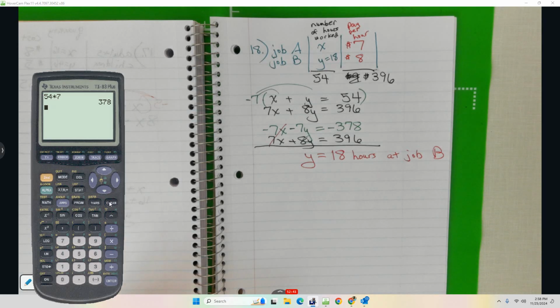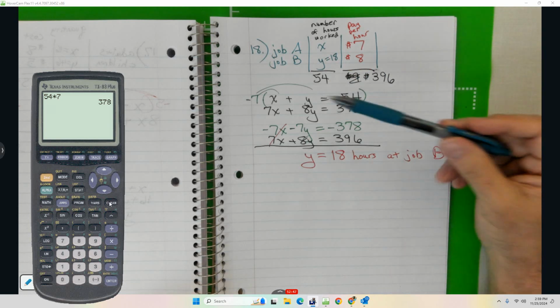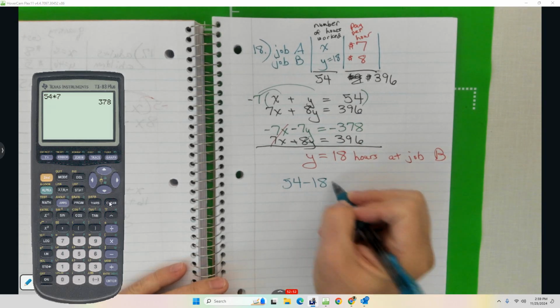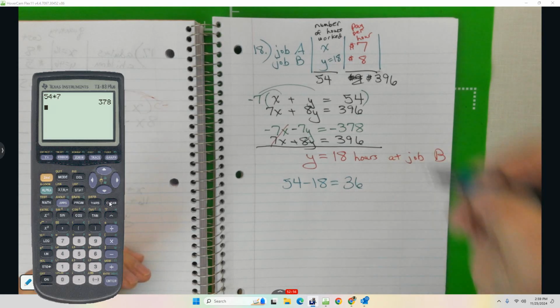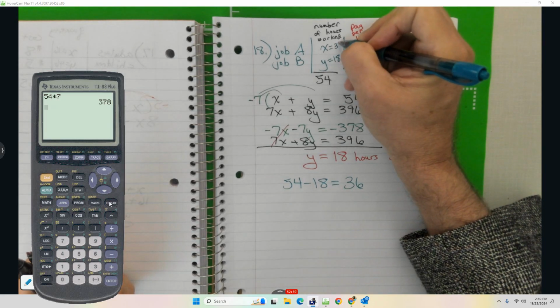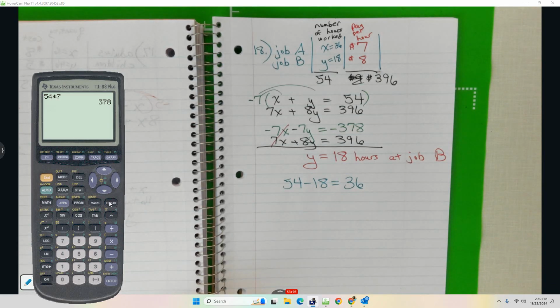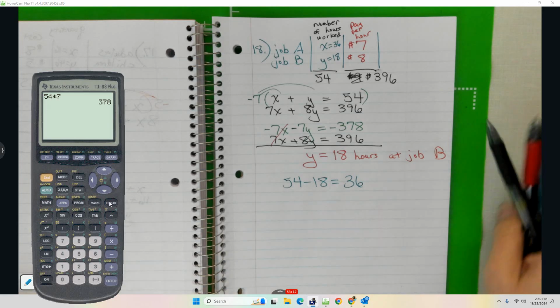So how many hours is he going to work at job A? Remember, it has to total up to what? 54. So 54 minus 18, is that giving me a 36? So unfortunately, he's working more. The amount of hours he's working is more at the lower paying job. Any questions there?